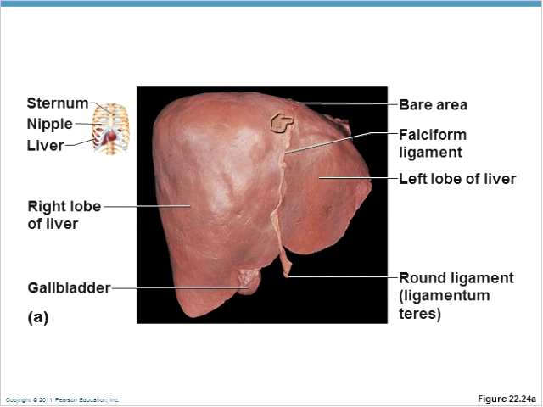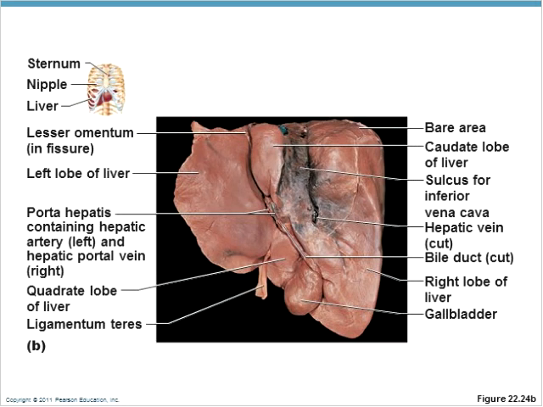Liver proper, you see the bare area. There's the left lobe, there's the right lobe of the liver. See the gallbladder's there. There's that round ligament, so you get kind of a feel for what we're talking about.